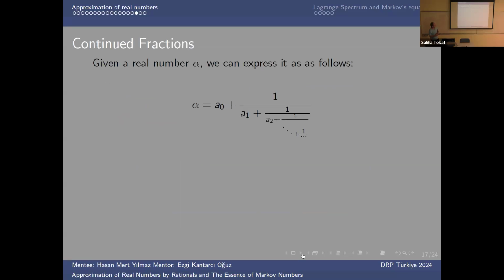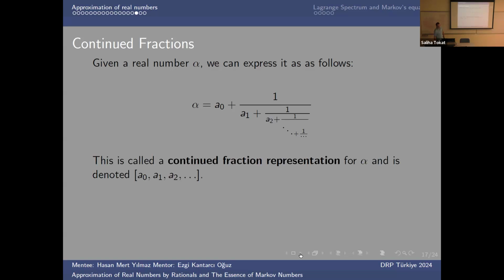Another topic is continued fractions. Given a real number alpha, we can express it as follows. This representation can be obtained by dividing every step of the division algorithm by the dividend. If you consider the division algorithm and divide every step, then you will obtain this. It's called a continued fraction representation for alpha, and is denoted [a0, a1, a2, ...].